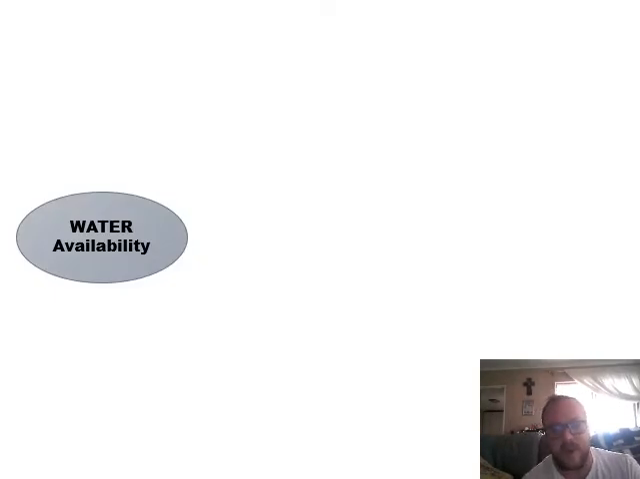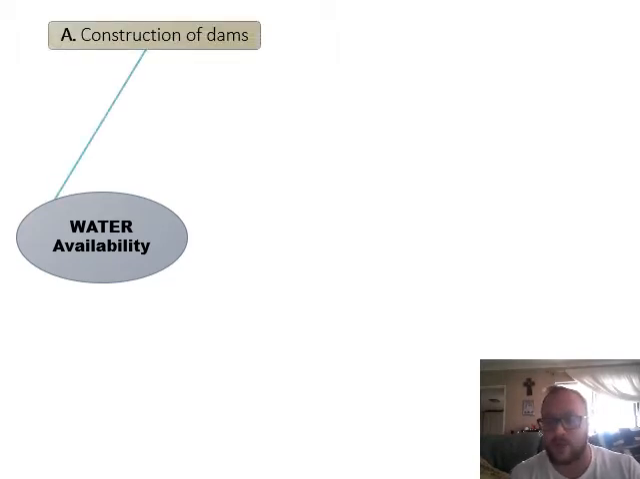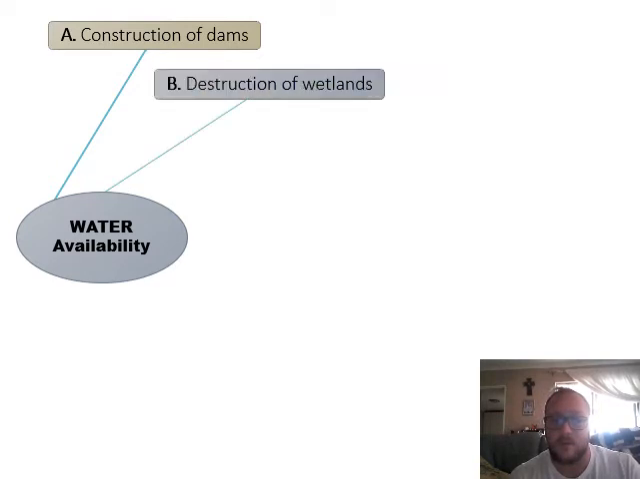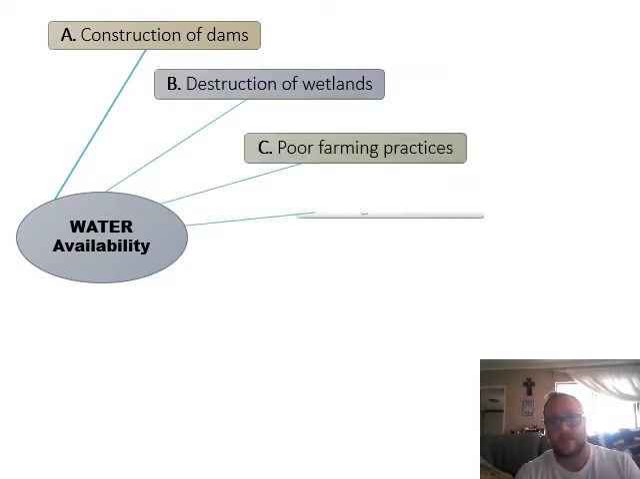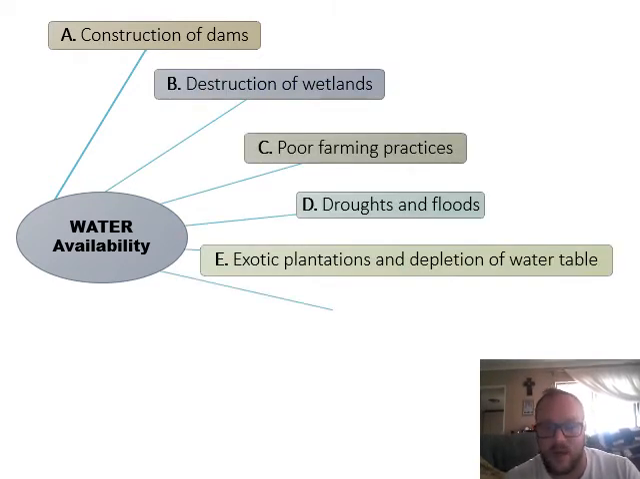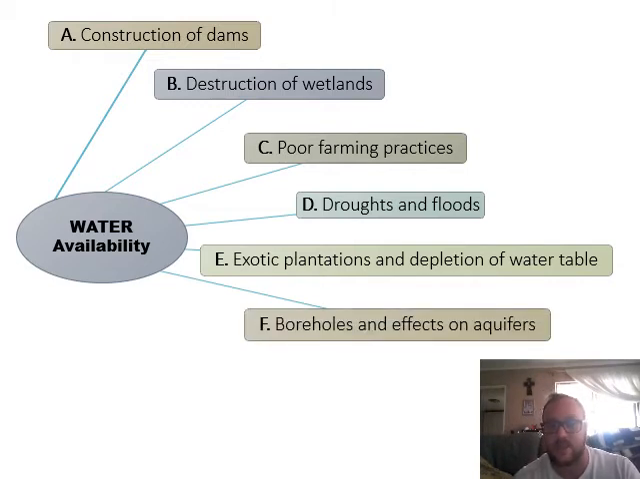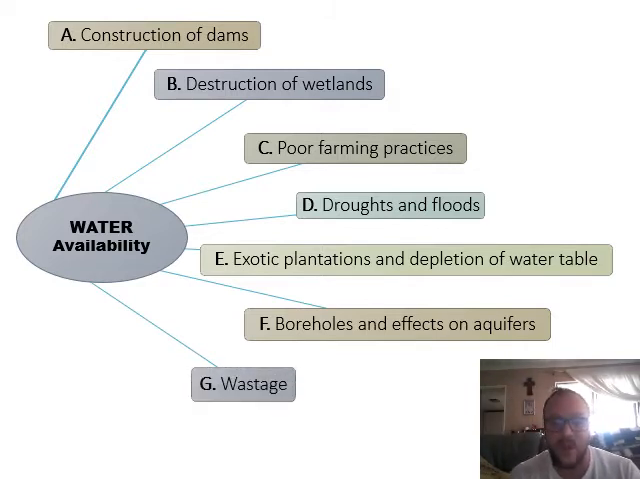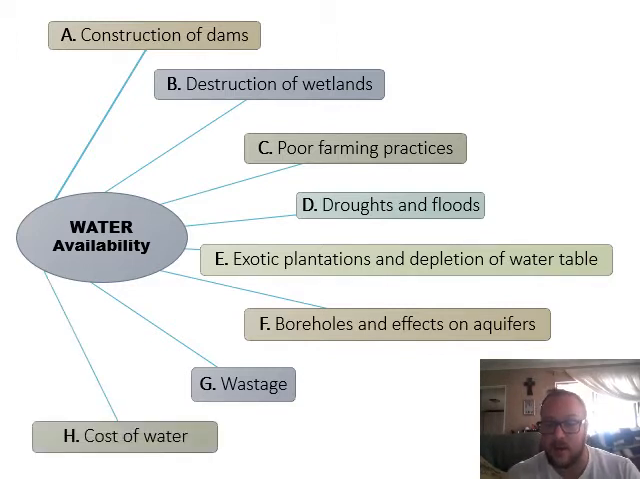Okay, so water availability spans over a whole bunch of different bits and pieces. So let's have a look. We're going to deal with construction of dams, destruction of wetlands, poor farming practices, droughts and floods, exotic plantations and depletion of the water table, boreholes and effects of aquifers. The aquifers is not too important, but the boreholes are. We're looking at wastage, and I think that's about it. No, last one, cost of water.